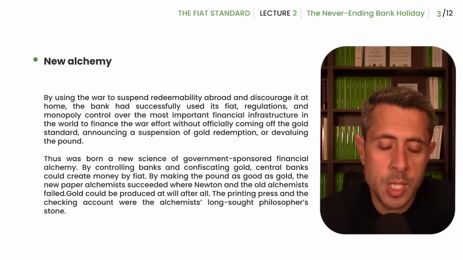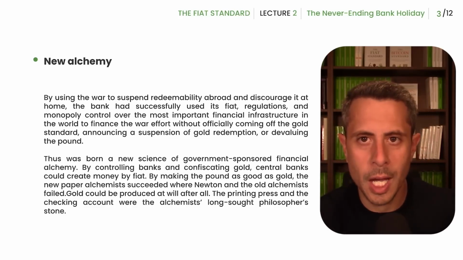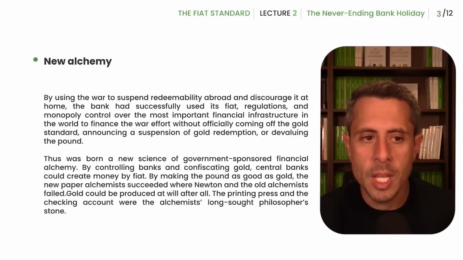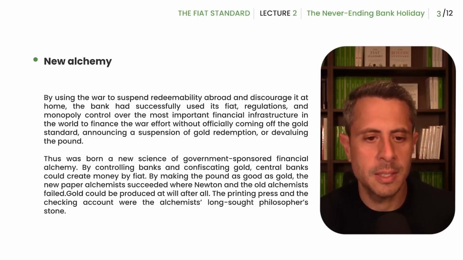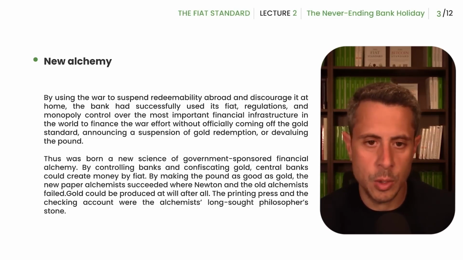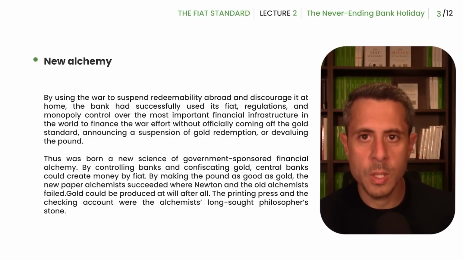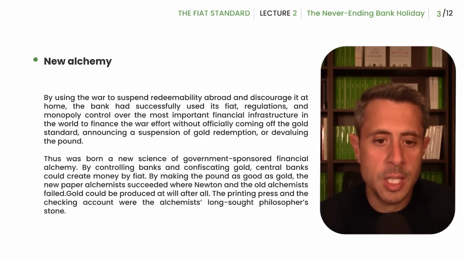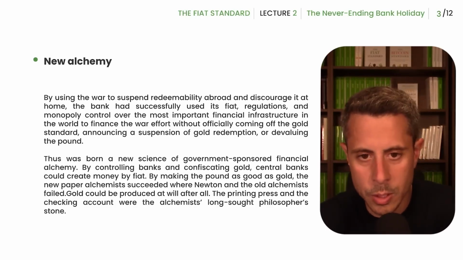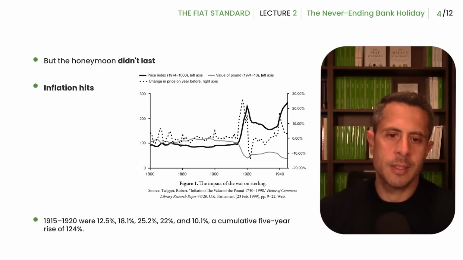So, for centuries and millennia, alchemists had thought of ways of how to make gold out of base metals. The Bank of England had effectively succeeded at it. They convinced people that they had gold in their hand, that they had a paper that was as good as gold, and yet they could print that paper at will, and they could issue credit that was as good as gold and issue it at will. This was effectively modern alchemy, and it seemed to work, at least during the war, initially. But of course, the honeymoon didn't last.